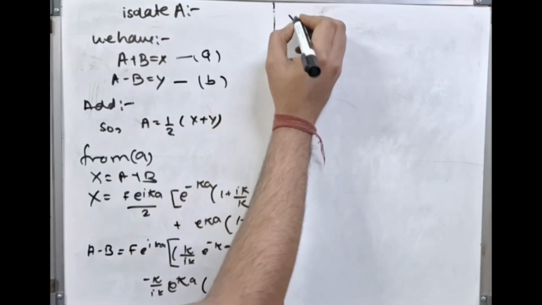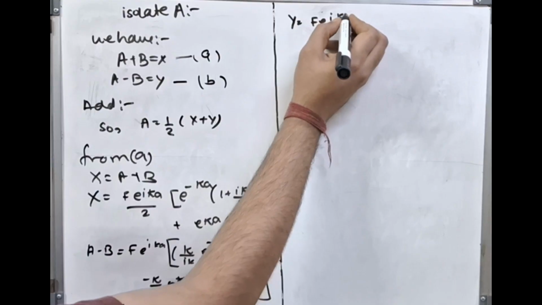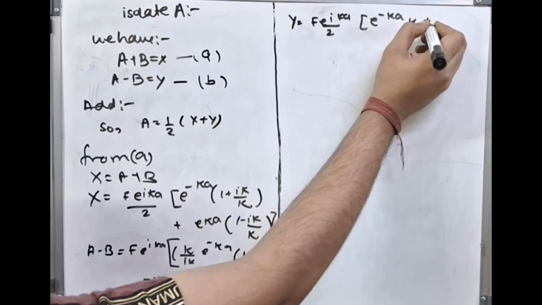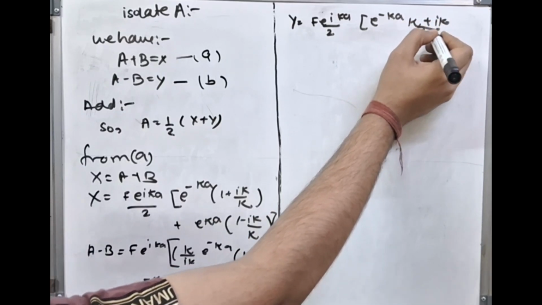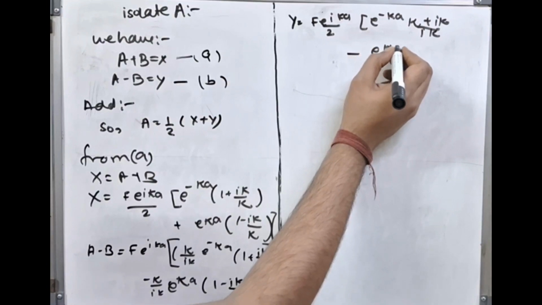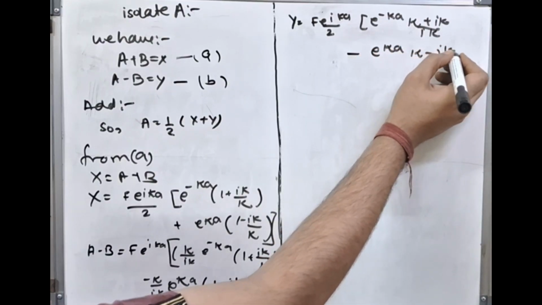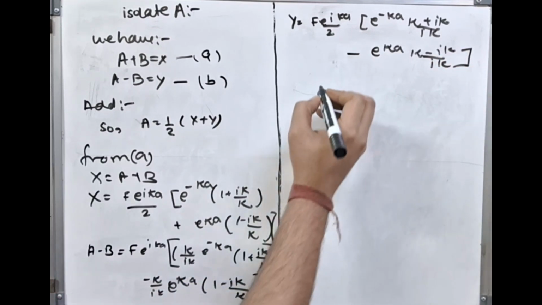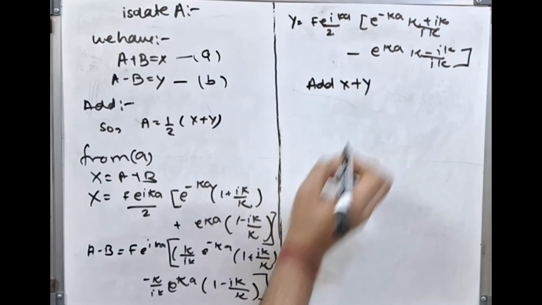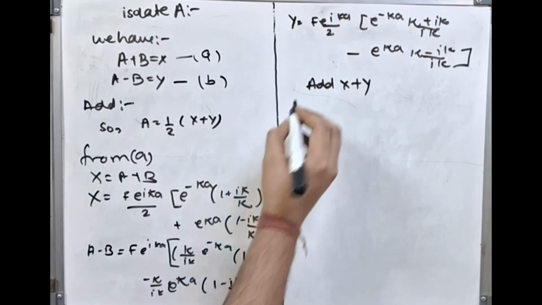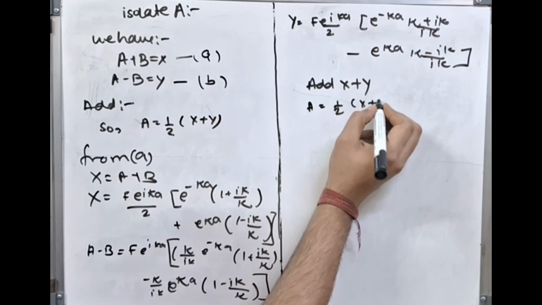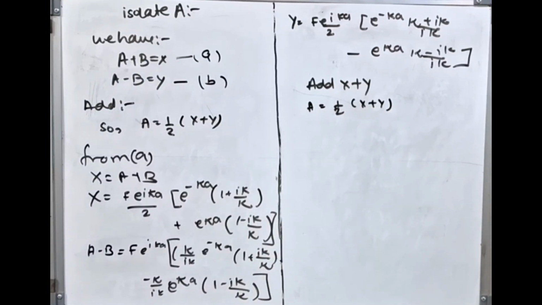So now we can just say that my y is going to be F e raised to i k a by 2 e raised to minus kappa plus i k upon i k minus e raised to kappa minus i k upon i k. Now we add x plus y. And we already know that the addition of this gave us this, which is A equals 1 upon 2 x plus y. So we add finally our x plus y, and we factor out the common terms.